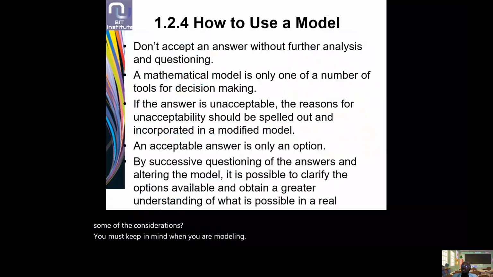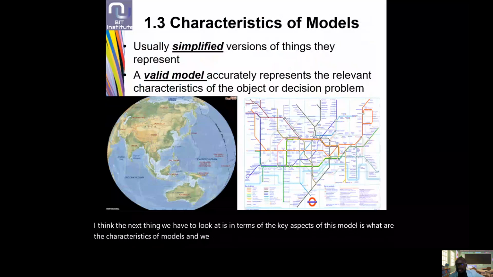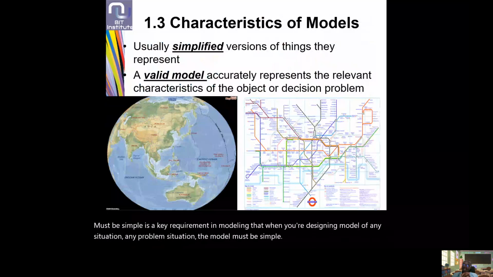I think the next thing we have to look at, in terms of the key aspects of this model, is what are the characteristics of models? And we summarize them in two ways. That models must be simple. It's a key requirement in modeling, that when you are designing a model of any problem situation, the model must be simple. Because they're simply versions, abstractions, representations of the reality that exists.